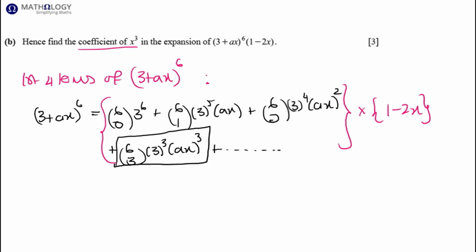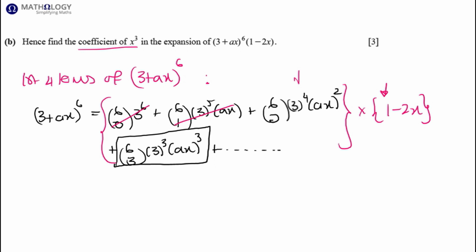Now, we will get an x cubed when we multiply by 1. We will get a term in x to the 4, but that doesn't matter. We're looking for terms in x cubed. When we multiply the first term, 6 choose 0 times 3 to the power 6, by this binomial 1 minus 2x, we're not going to get a term in x cubed. So we can disregard that term completely. When we multiply the second term, 6 choose 1 times 3 to the power of 5 times ax, by 1 minus 2x, the highest degree of x will be the second degree, so we won't get a term in x cubed. We can disregard that term as well.